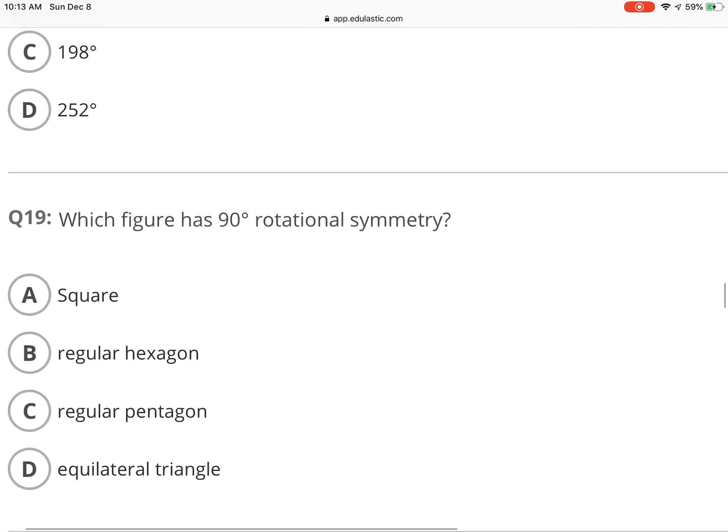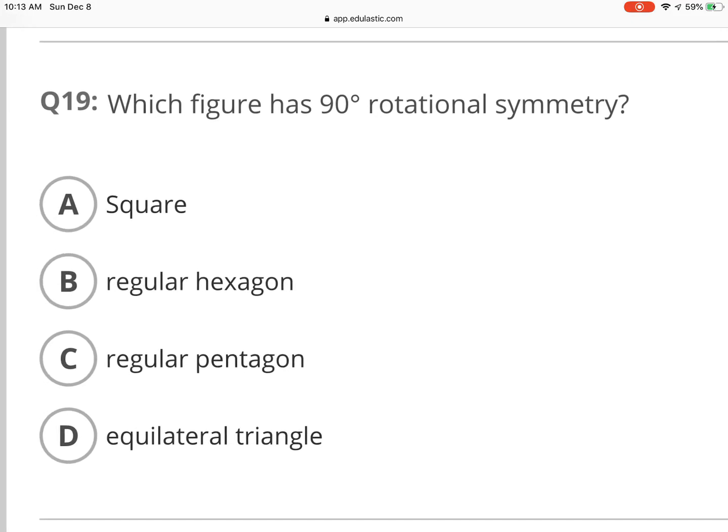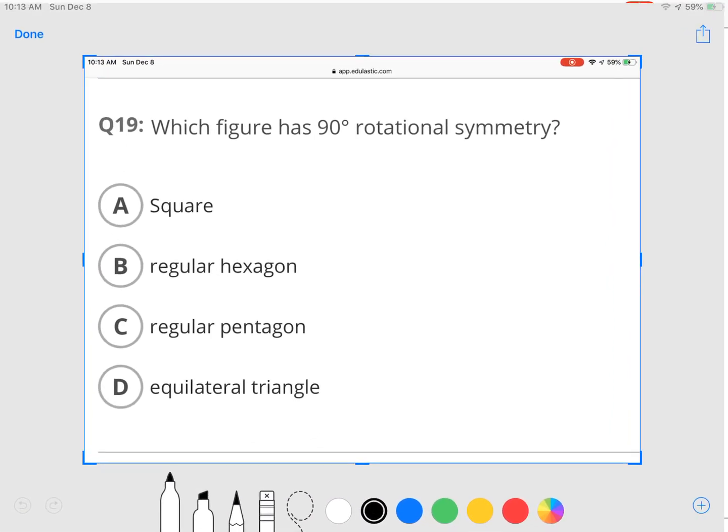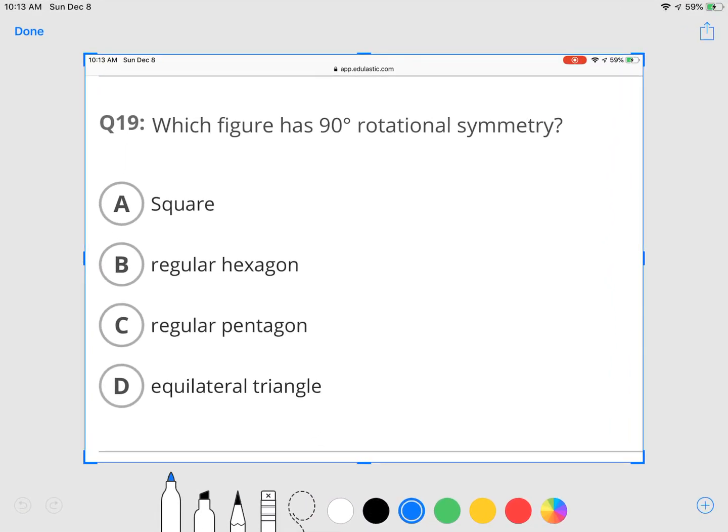Okay, next question. Number 19, which figure has 90-degree rotational symmetry? That would be a square. A square for sure has it. I think some of you guys kind of know that just because it's one of the more basic shapes that we work with. If you rotate this 90 degrees, then it'll land back on top of itself. All of these points get moved over.